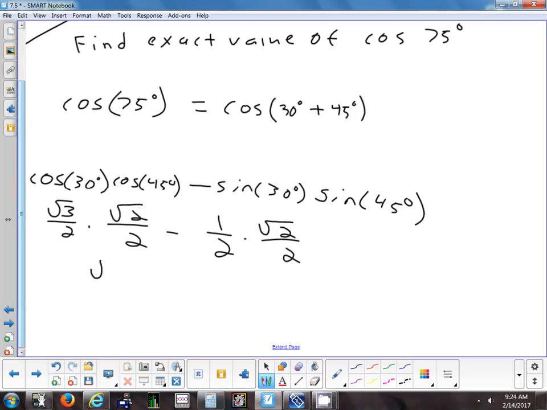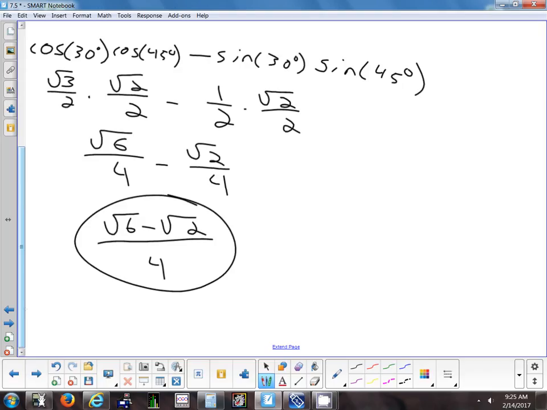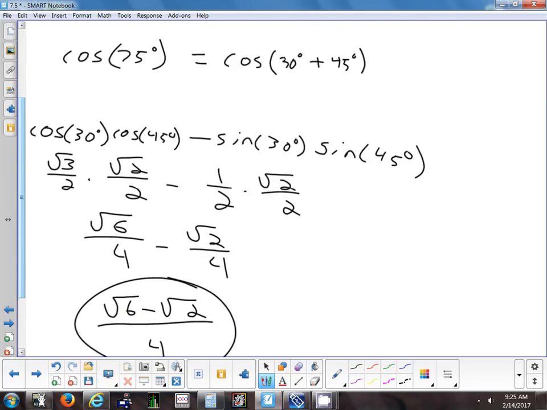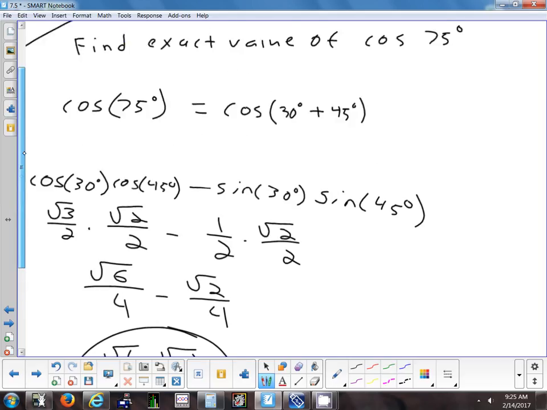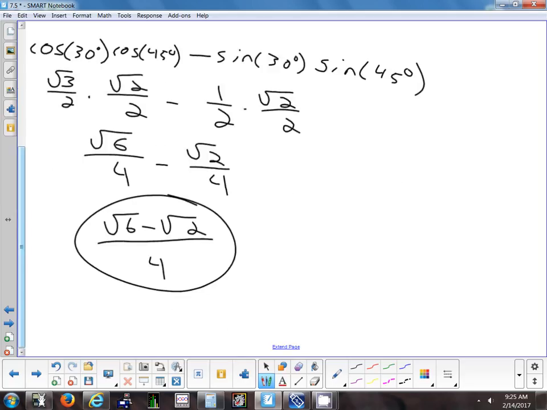Multiply these together. Square root 6 over 4. Multiply those together. These are all the same numbers we just worked with. Square root 2 over 4. And in order to subtract them, I need a common denominator, and I already have one. That usually happens a lot. We have a 4. And there's your answer, the exact opposite of the other one. The only difference is it's a plus instead of a minus, or the other way around. You could check it on your calculator if you want. Type cosine 75 and you'll get exactly the same thing.